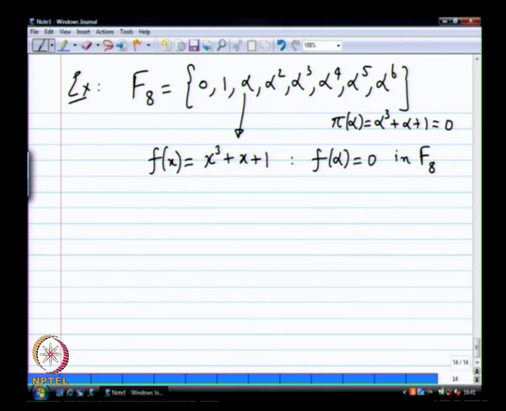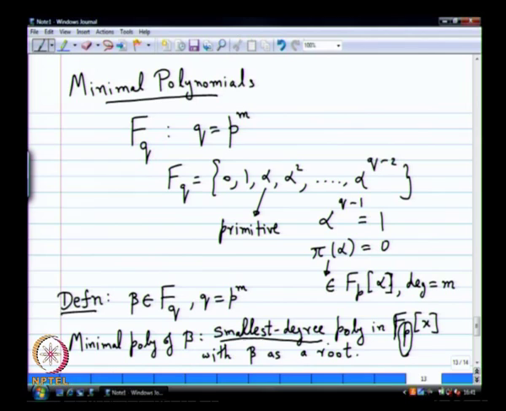Is that okay? All right. So, go back and look at the definition once again. I said the polynomial is in F_p[x] and it has beta as a root, and beta is in F_q, which is a larger field which contains F_p inside it as a proper subfield. Okay. Right.